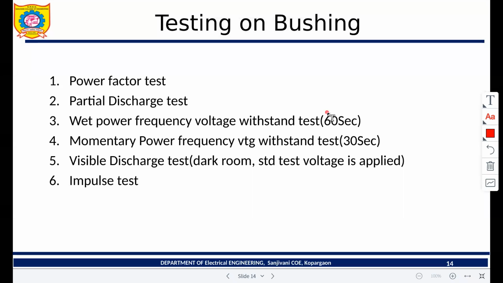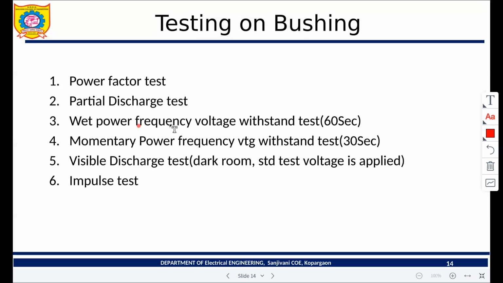Now, testing on a bushing can be carried out by means of different tests. These tests are as follows. We have the first one, power factor test, partial discharge test, wet power frequency voltage withstand test, momentary power frequency voltage withstand test, visible discharge test, and the last one is the impulse test. In short, I will give an introduction to all these tests.